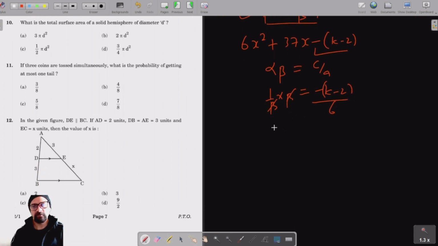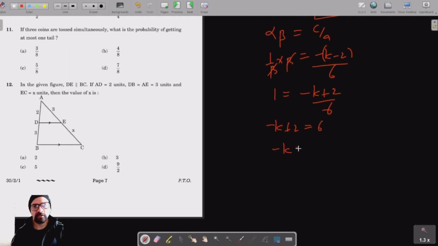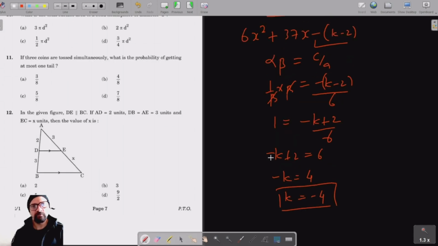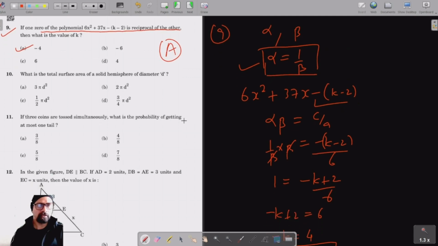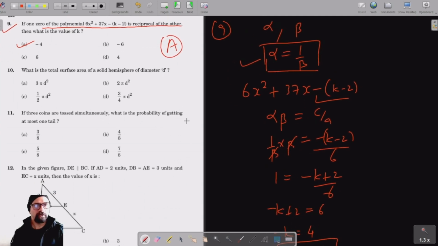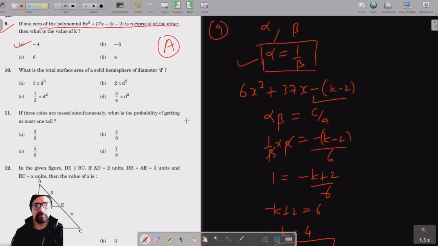So this gets cancelled, it is 1. So 1 is equal to minus k minus 2 by 6. And minus k minus 2 is equal to 6, which gives negative k is equal to 8, and k is equal to negative 8. So A is the correct option for question number 9. And let's move on to question number 10.